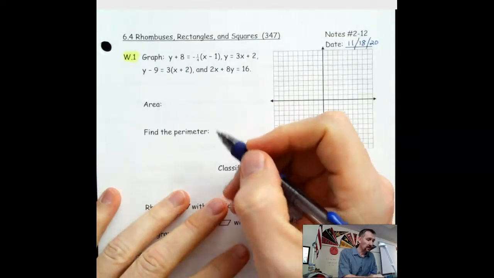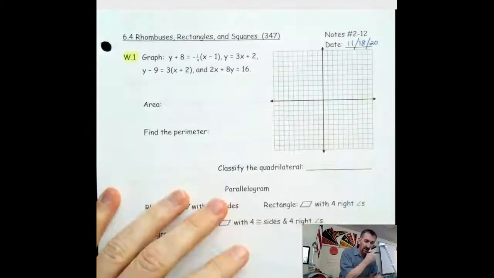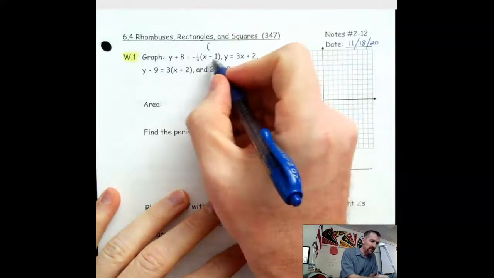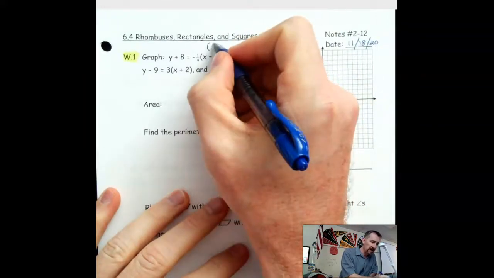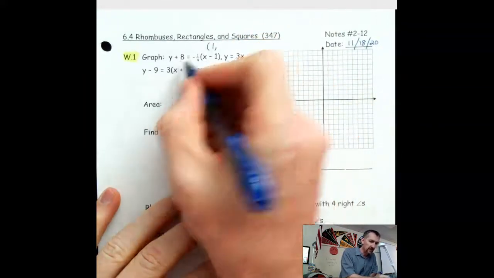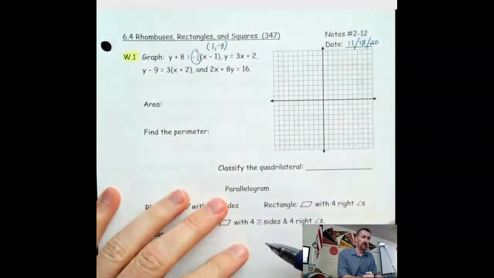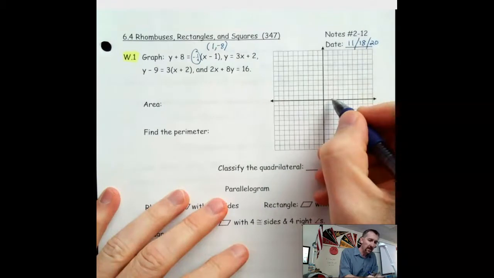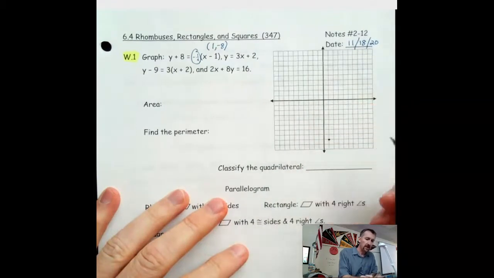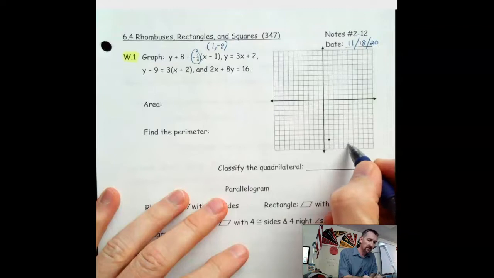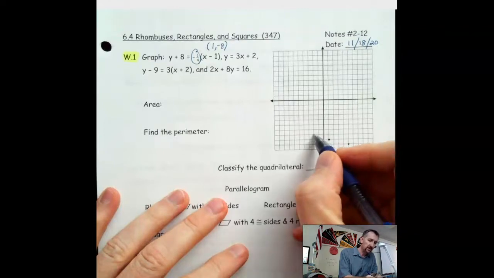Okay, so identifying what we're looking at, this is point-slope form. So that means we have a point and a slope. The point is the opposite of x and the opposite of y over and over again, and the slope is right there. So we plot that point, (1, -8), and the slope is -1/4. So that's down 1 to the right 4, or up 1 to the left 4.